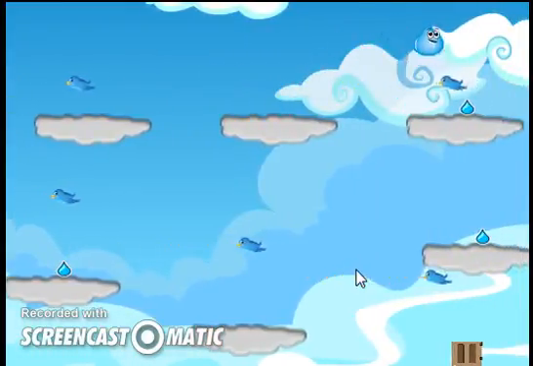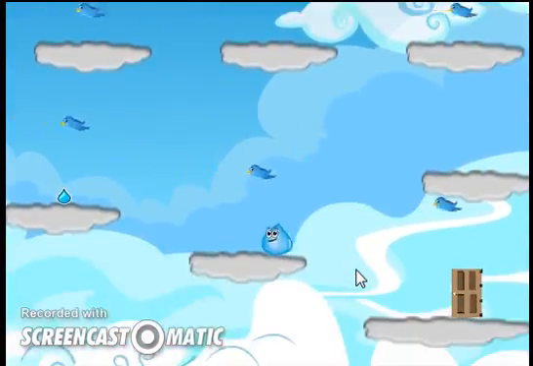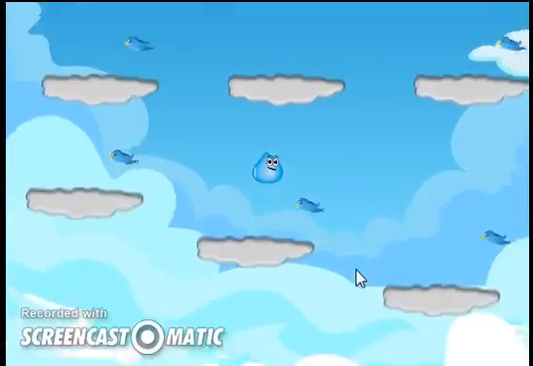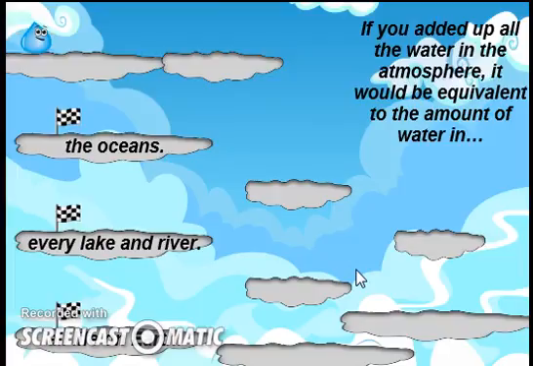Here we have water in the atmosphere, and this is where we start to get into some of that water cycle material. Try to avoid the little flying birds that I created. And again, your door opens up. And your information, if you add up all the water in the atmosphere, what would be the equivalent to the amount of water that's actually in? And the kids could sit there and test and find out. And it's not the oceans. Is it every lake and river? Nope, it's not every lake and river, so it must be all life on Earth.